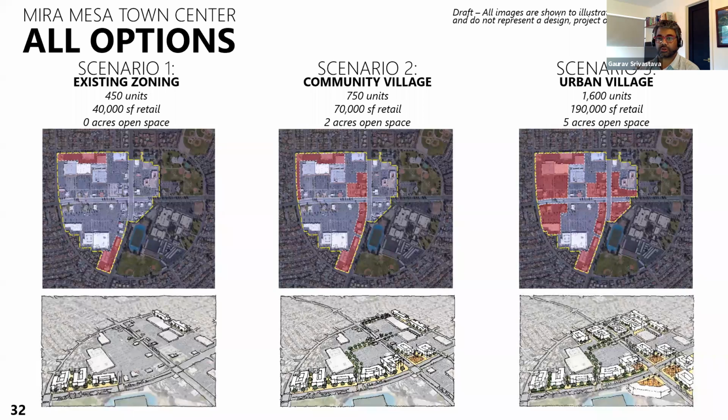So scenario 2 focuses on Camino Ruiz and Reagan Road, while scenario 3 extends that footprint to include all four corners of the Camino Ruiz intersection and the western half along Reagan Road.